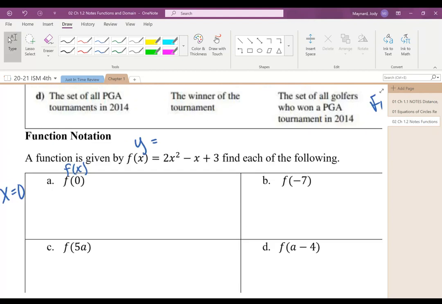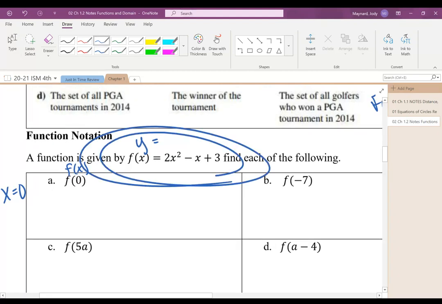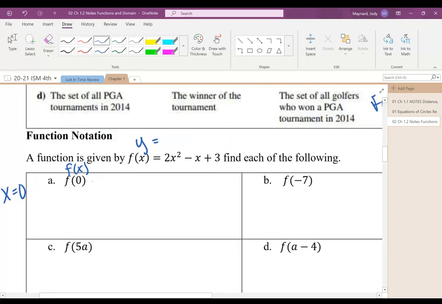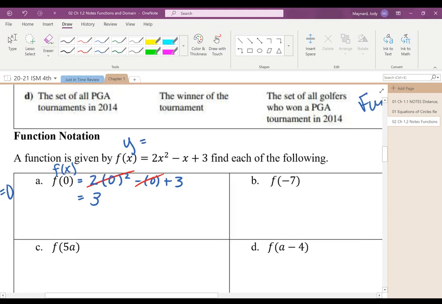So I'm going to start with this function right here. Starting with this function, plugging in 0 anywhere I see an x. I'm going to start writing it down. 2 times, oh, there's an x, I'm going to put 0. Always plug it in parentheses. Quantity squared, minus 0 plus 3. Well, order of operations tells me to do exponents first. 0 squared is 0. 2 times 0 is still 0. Minus 0 goes away. This equals 3. There's your answer.